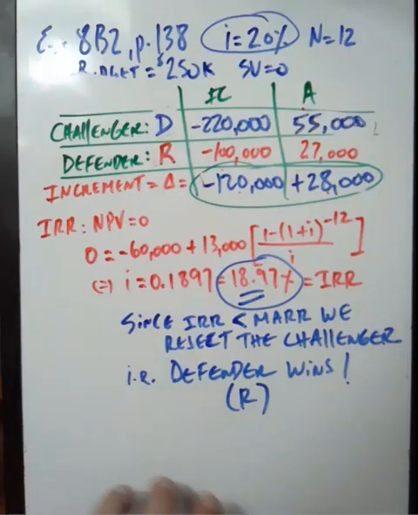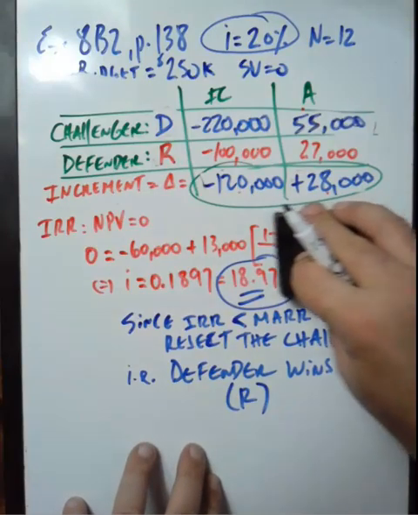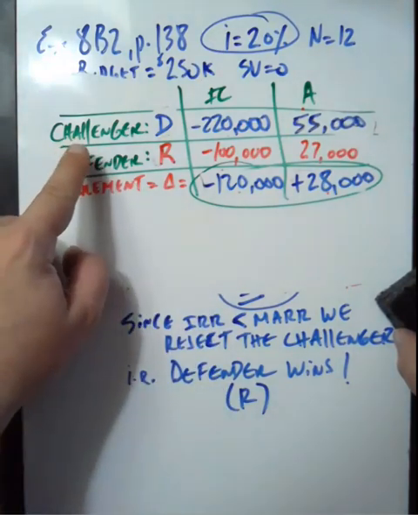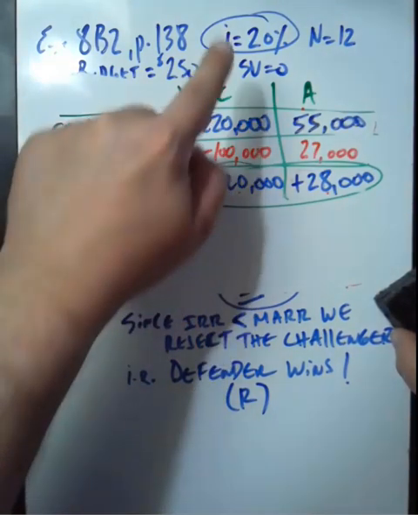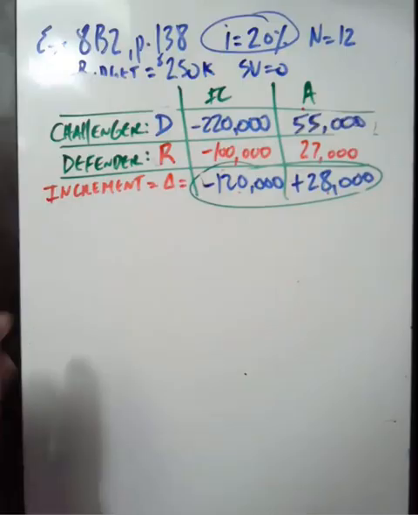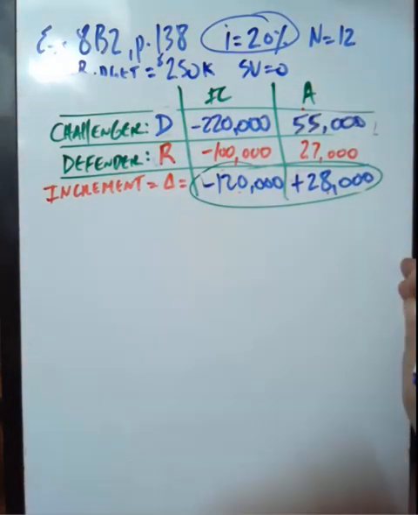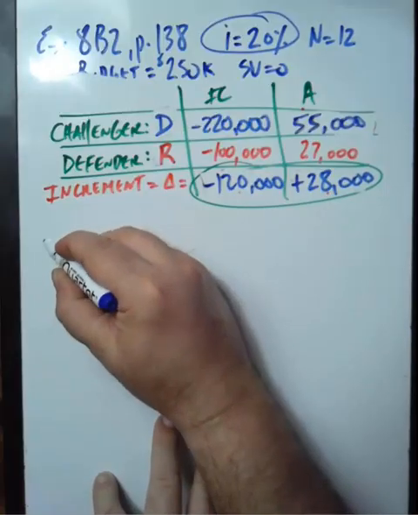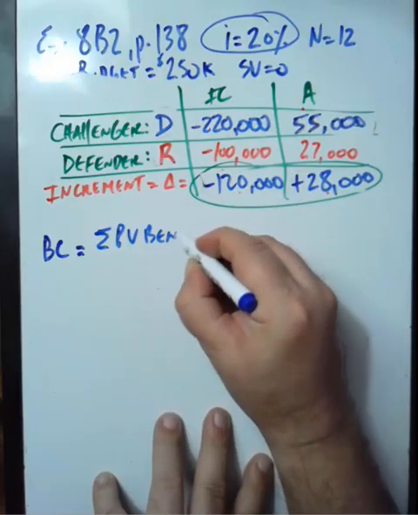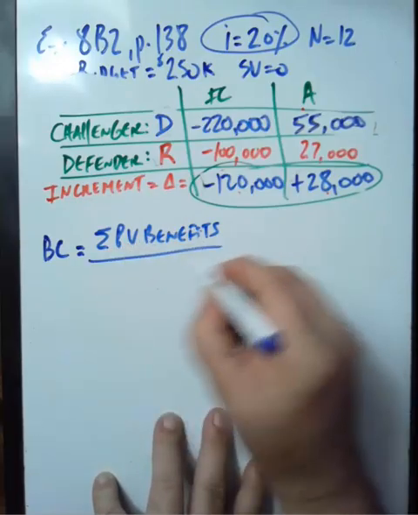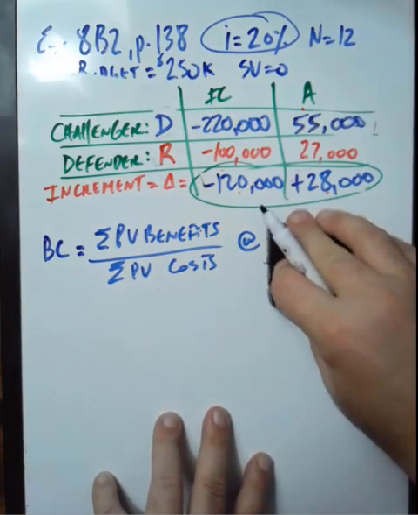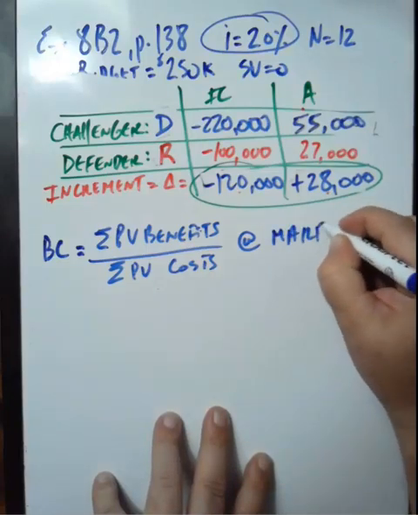Now let's use the BC ratio just to be different. If you were to use the internal rate of return to assess these, the challenger would win if the internal rate of return was greater than 20%. In the case of using the BC ratio, the challenger wins if the BC ratio is greater than 1. If not, then the defender wins. Now remember, the BC ratio is equal to the summation of the present value of the benefits divided by the summation of the present value of the costs, both evaluated at the minimum acceptable rate of return.